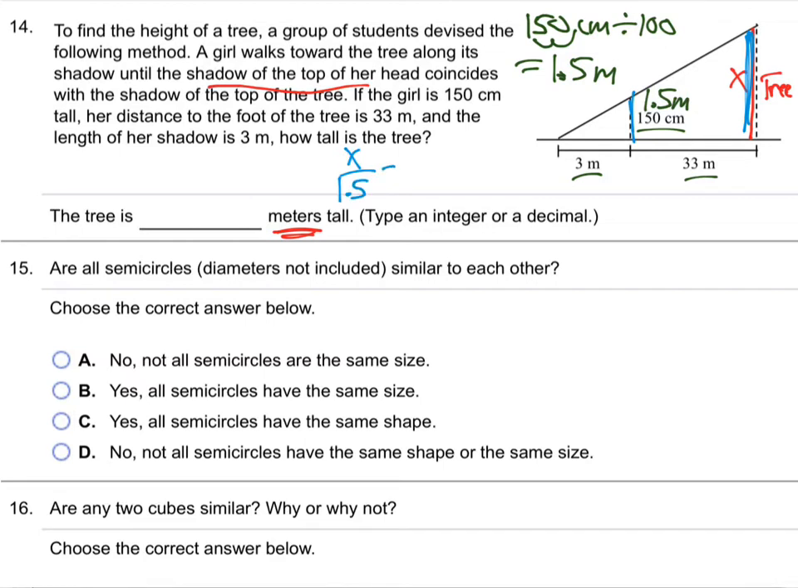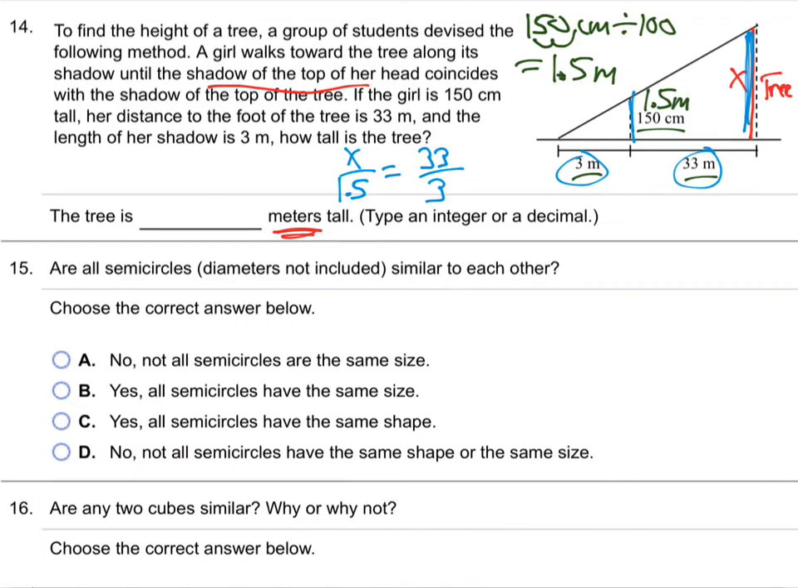X is to 1.5 as 33 is to 3. No, that's wrong, actually. Now, that's a really common mistake. If you set it up like that, that's actually going to be wrong, but it's a really easy mistake to make. A lot of students make it, so I want to help with that, so I did it wrong on purpose. Now, what's wrong with that?